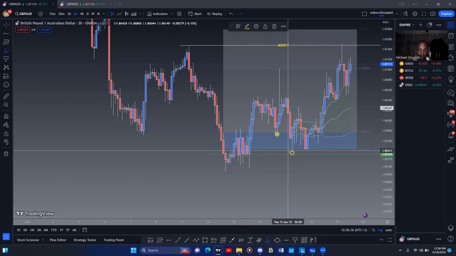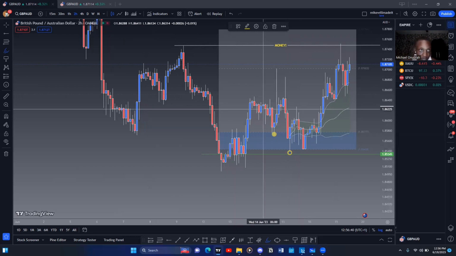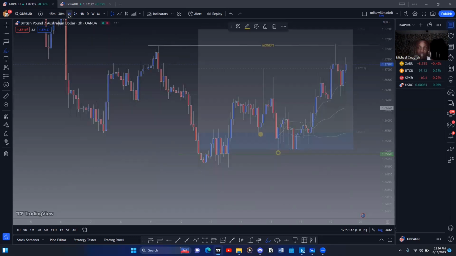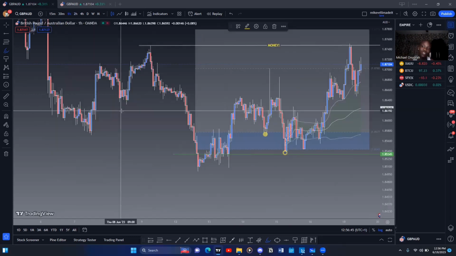Okay, fine. We're about to roll over. Then I'll move to my 1 hour. I move to my 1 hour sometimes. I don't like going to 15 minutes most times. But the lowest time frame I can go to is the 30 minutes because I like catching these big swings. 15 minutes, sometimes I use it, but I don't use it all the time.